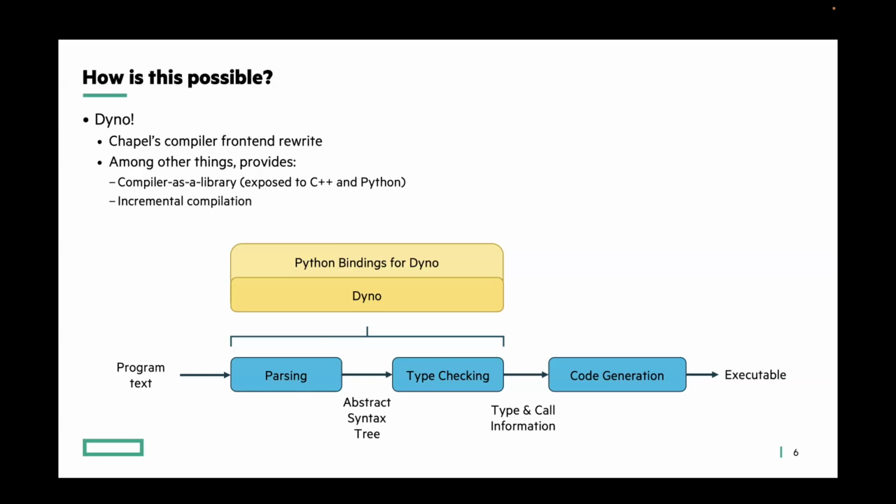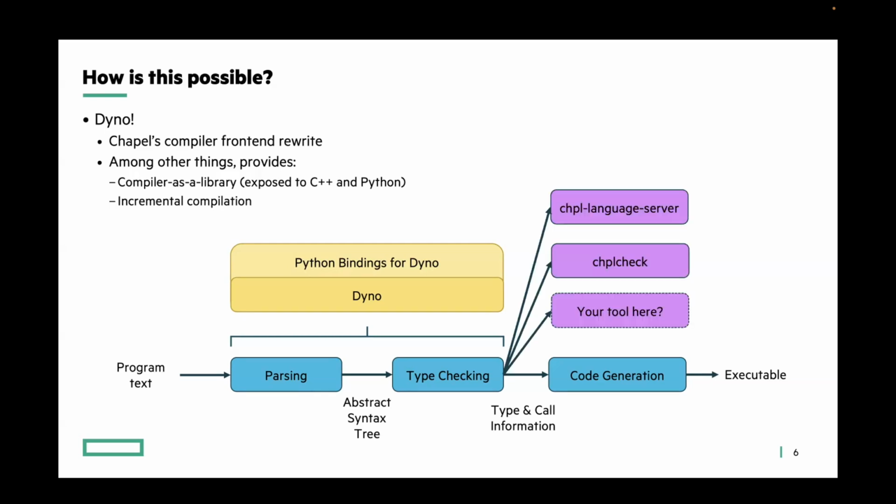So you can see here down at the bottom, Dyno takes up this parsing and type checking part of the compiler. And our new tools, ChapelCheck and the Chapel language server, stick into this part of the compiler. So we're using the same logic as Dyno, which is also in the production compiler, to write these tools. So as the language evolves, these tools will get updated as well.